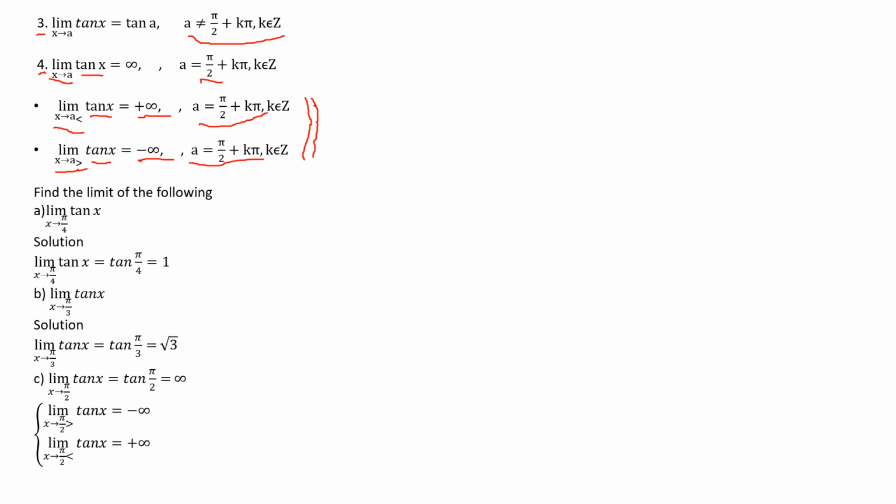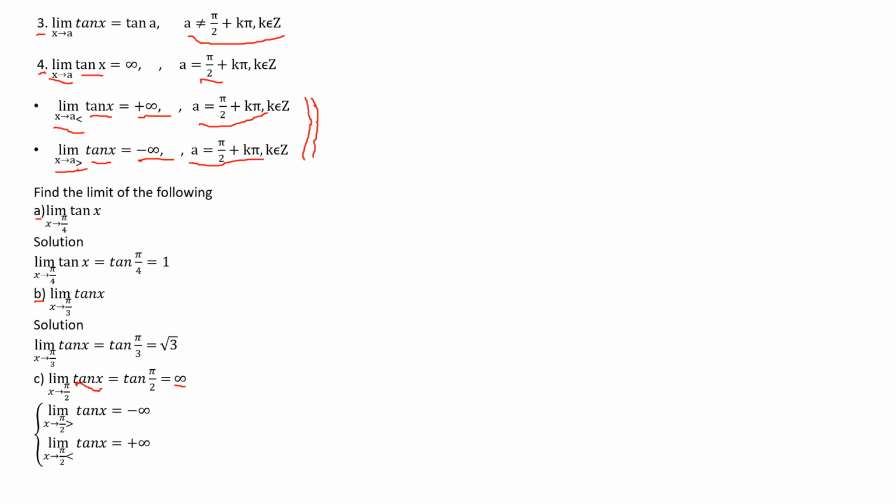This example A and example B satisfy property number 3 because pi over 3 and pi over 4 are not equal to pi over 2. But when we take part C, where x is tending to pi over 2, you need to know the nature of our tan x. When you replace x by pi over 2, it will be tan pi over 2, which is equal to infinity.